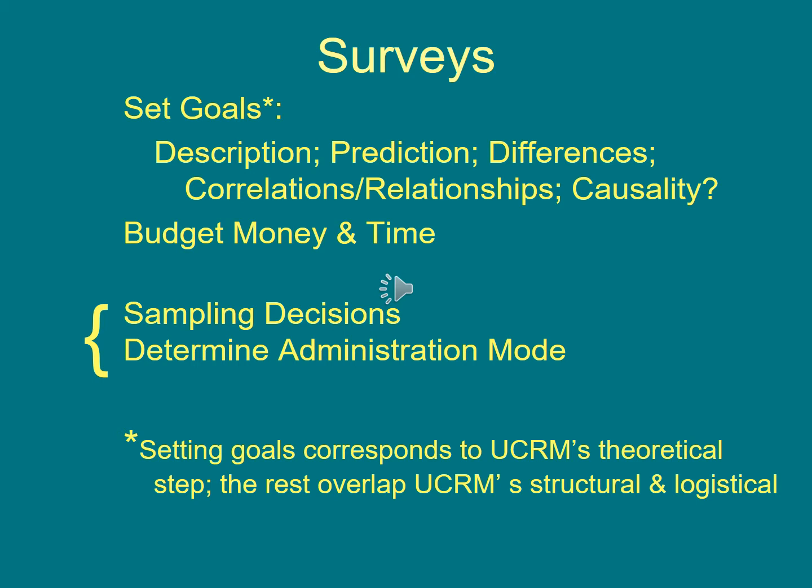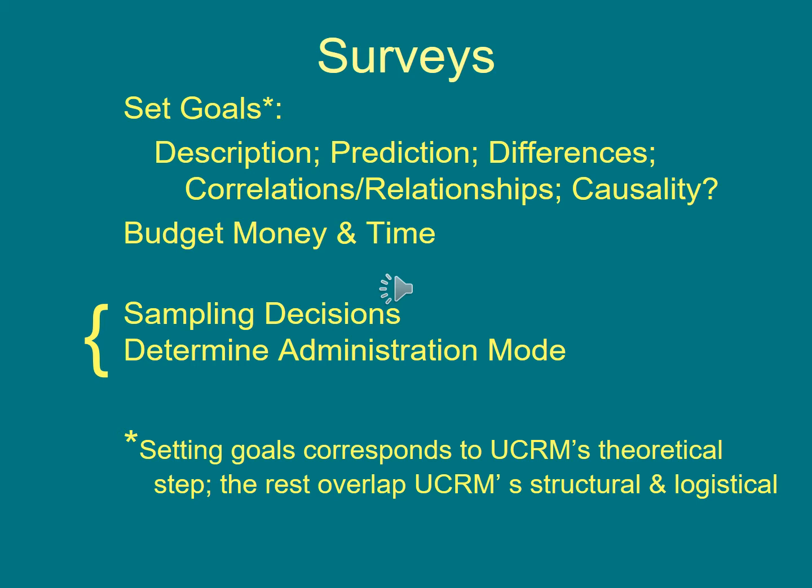What are goals for a survey? You might want to describe something. You might want to predict something like voting behavior. You might want to look at differences between groups, tastes in video games between different demographic categories, for example. You might want to look at correlations and relationships. You may even want to look at causality. Causality is a special case with surveys. It's kind of hard to determine causality, A causes B, but we'll talk about that a little bit later.